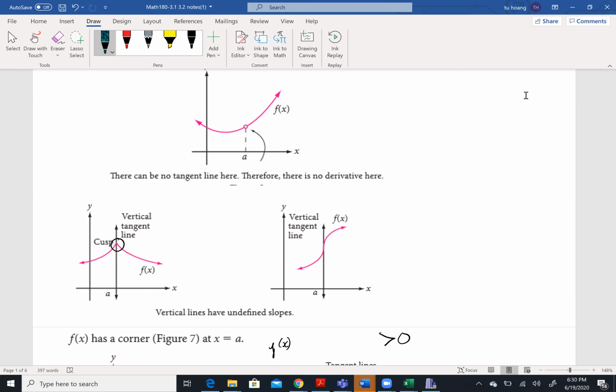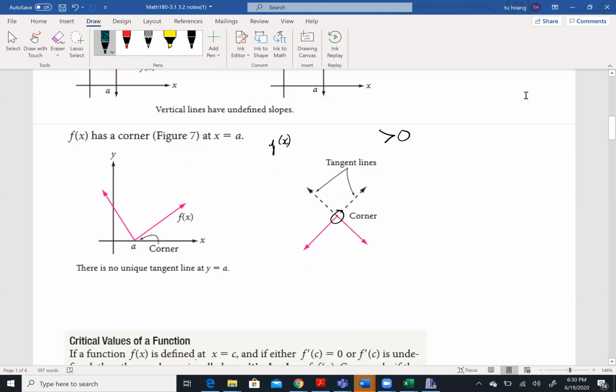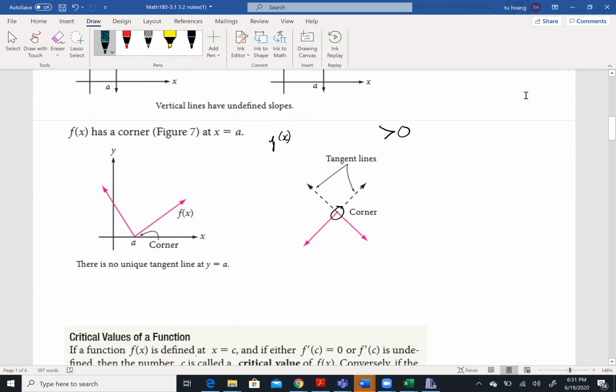And the last case is when f(x) has a corner at x equals a. In this case, there is no unique tangent line. You can have many tangent lines at point a. So in this case, you don't have a derivative either.